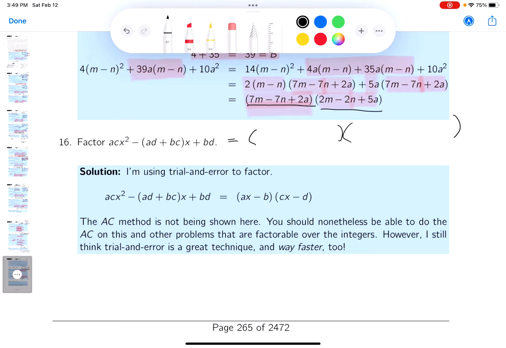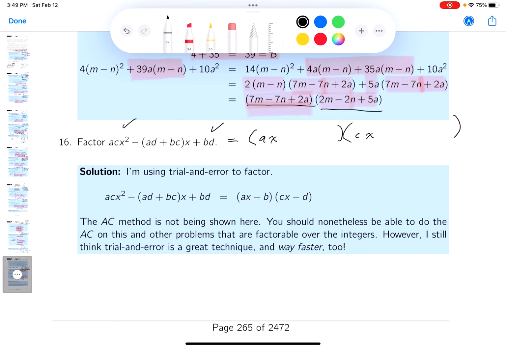So I'm kind of looking at it. And to get the first term, without looking at anything else in the problem, I would probably say AX and CX. And then looking at the last thing, I probably would say B and D. But the question is, where do they go? Like you might say, oh, the B goes there, the B goes there. You got to try something.